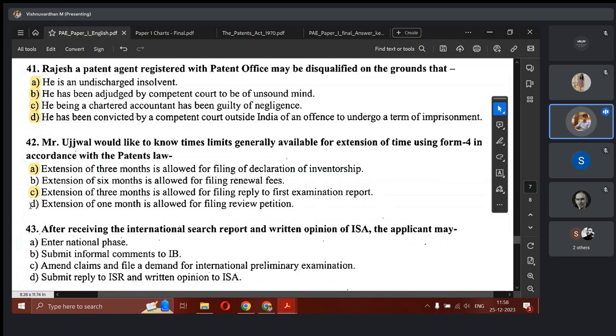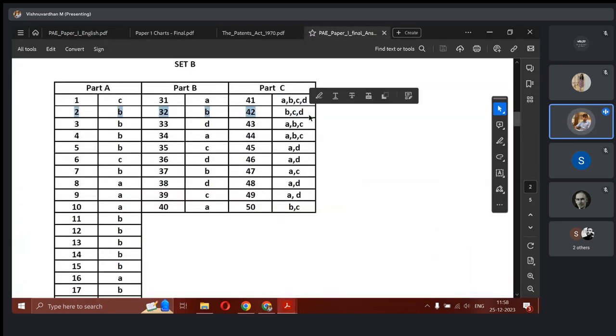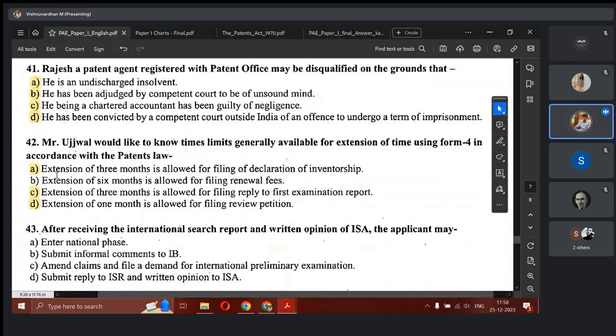So I really feel even in Kaun Banega Crorepati, in the last 3 questions, they have to give more than one correct answer. Pretty screwed then. So 42 is B, C, and D. Unfortunate. Okay, so it's not A. Extension of 3 months is not allowed, but extension of 6 months is allowed for this. Cool. So I'm wrong on this. Cool.